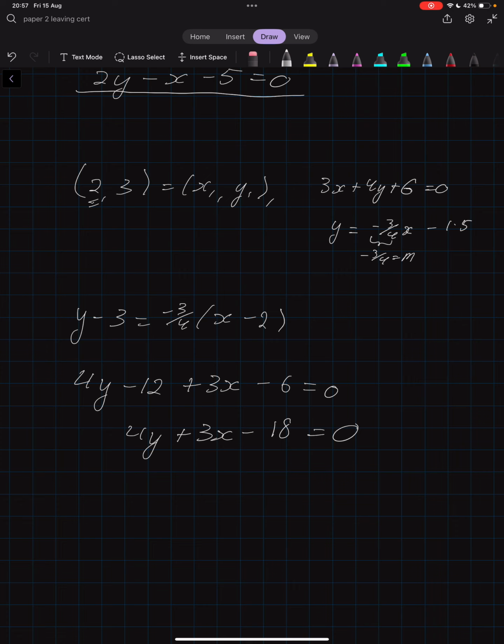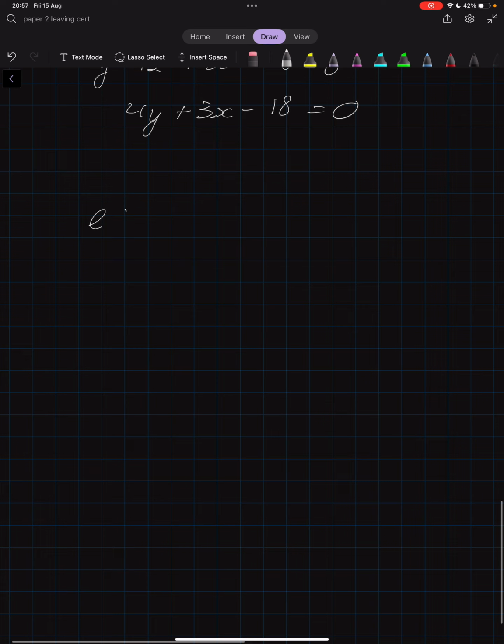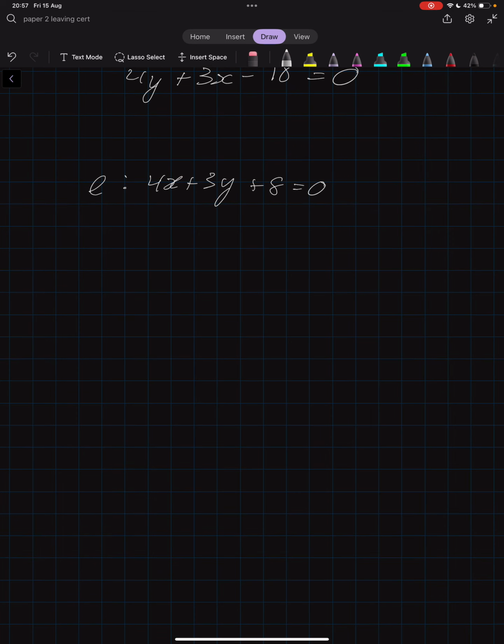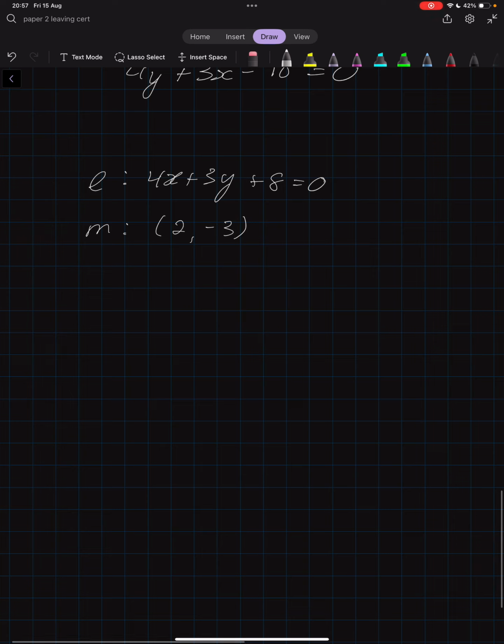And then it says, L is the line 4x plus 3y plus 8 equals 0. The line M contains this point and is perpendicular to L. So first of all, what is the slope of L? The slope of L is y equals minus 4 over 3 x minus 8 over 3. I just divided everything by 3 and brought the rest over to the right-hand side.